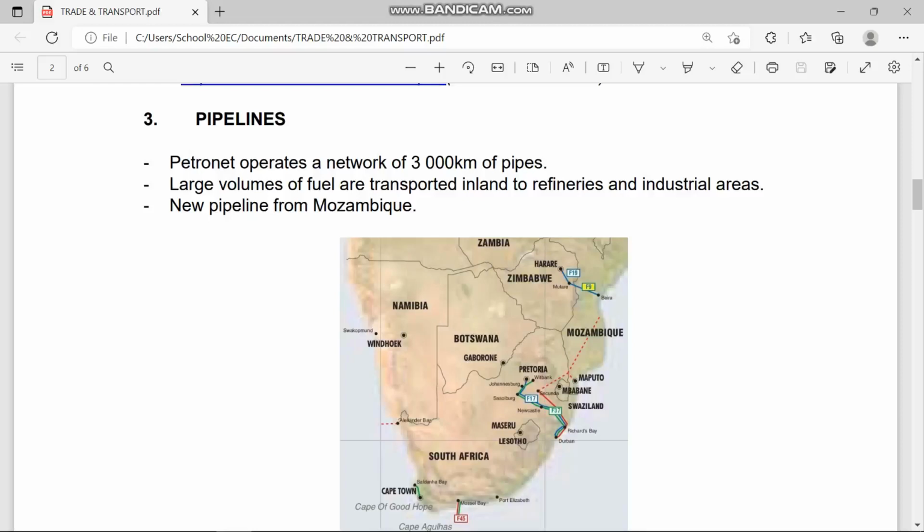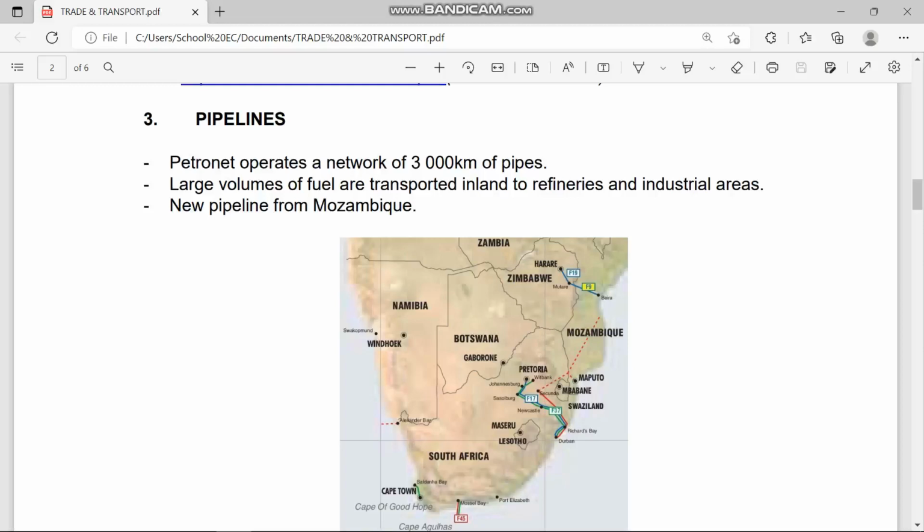Petronet operates a network of 3,000 kilometers of pipes. This is a company that operates a network of 3,000 kilometers of pipe, meaning that the trading of these fuels is very active. Large volumes of fuel are transported inland to refineries and industrial areas. So this underground pipeline is connected to these particular areas, which are industrial areas and so on.